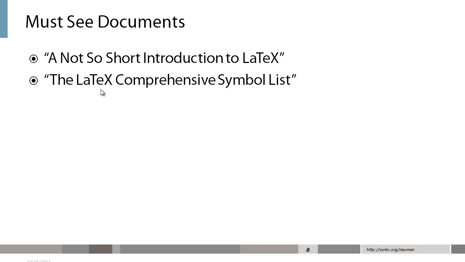The other document is the LaTeX comprehensive symbol list. When you are trying to create different types of documents, sometimes you need to create new symbols. Again, we'll see examples of that, but if you're trying to find new and interesting symbols, you might want to look at this document. So both of those, if you search for these strings on the internet, you can find them quite easily, and I urge you to go and find these documents, download them, go through them.